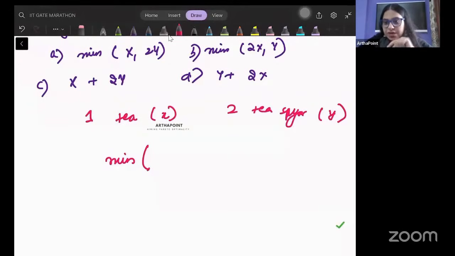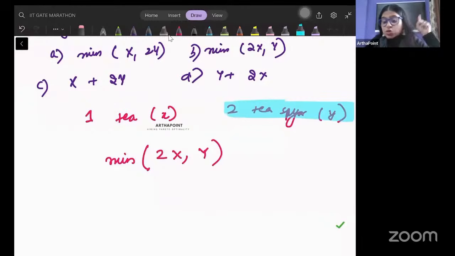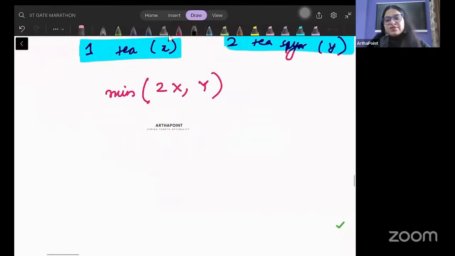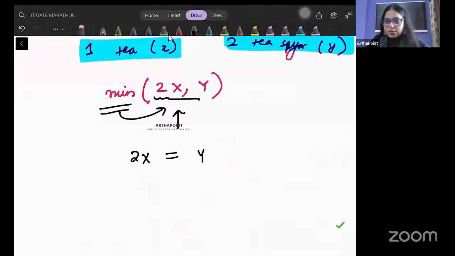So जब हम ये min function लिखेंगे, I will write this min function with 2x, y. 2 spoons of sugar है, तो y के साथ 2 नहीं लगाना है, it will come with x, क्यों, y. तो min function में हम क्या करते हैं, we equate whatever comes inside the min function. तो what is coming inside the min function now, 2x and y. मैंने इनको इक्वेट कर दिया.